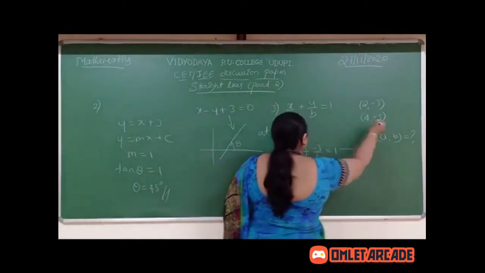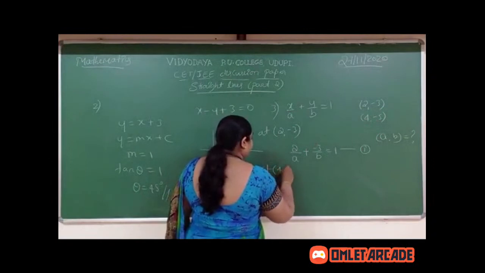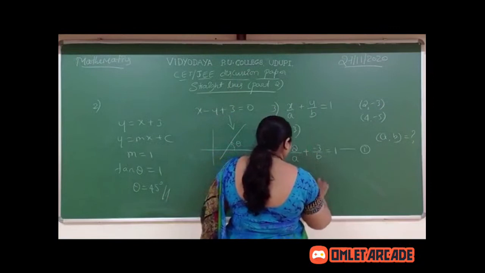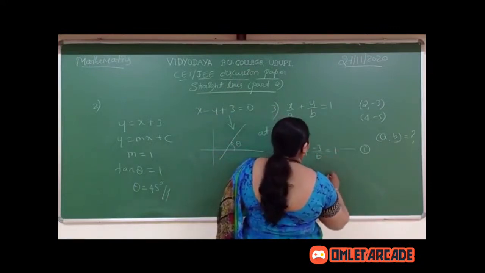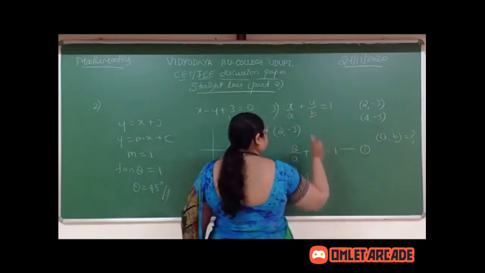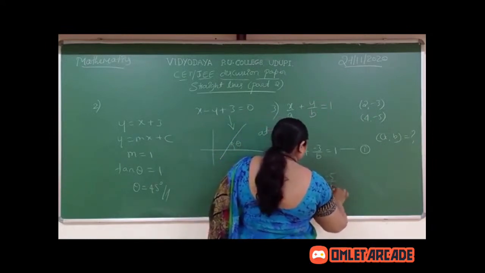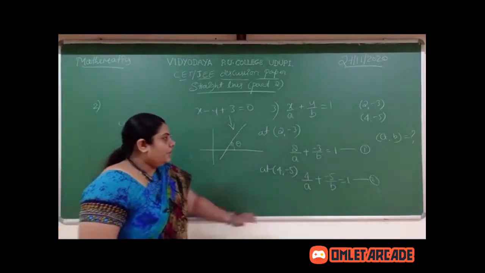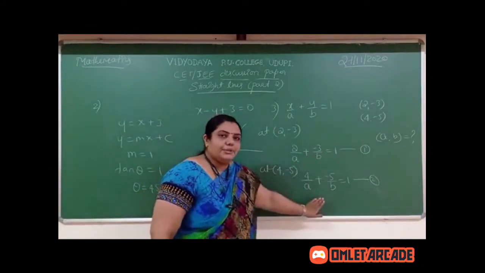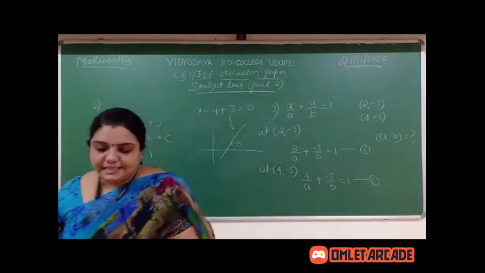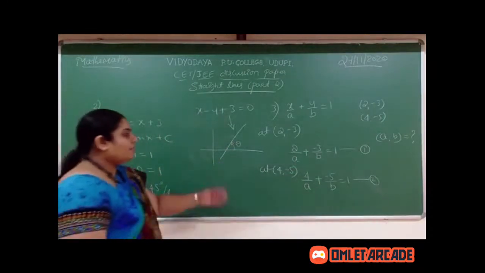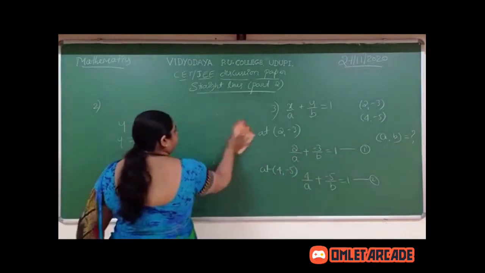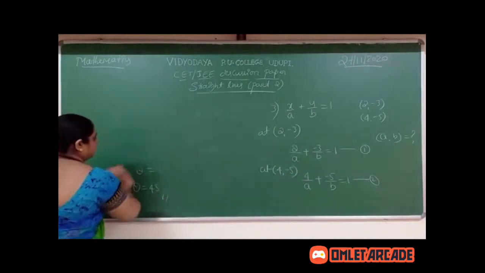Similarly, we will take this as equation number 1. Second point we have at 4 comma minus 5. Substitute x is equal to 4 by a plus y is equal to minus 5, minus 5 by b is equal to 1. Equation 2. Now, if you solve equation 1 and 2, you will get a and b values easily, isn't it? Since we have a simultaneous kind of equation, if you solve these two equations, you will get values of a and b.